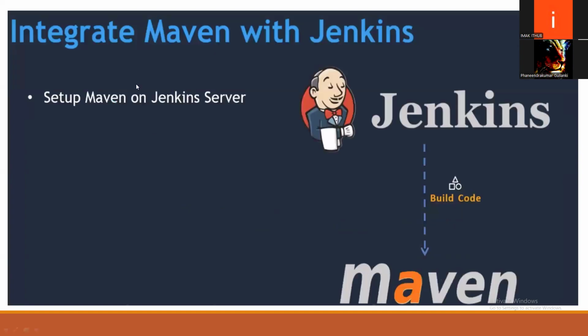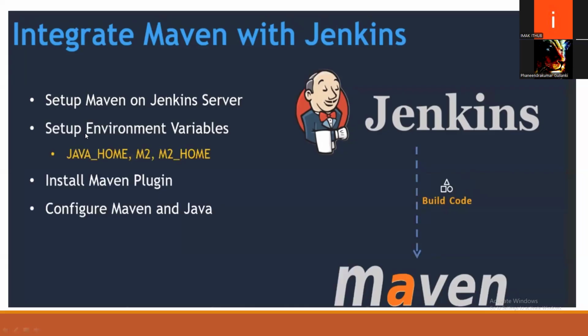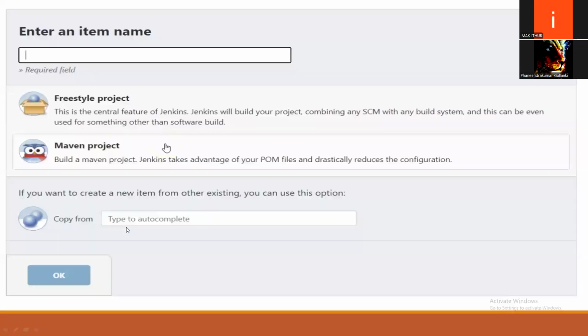Okay. So integrate Maven with Jenkins. How to integrate Maven with Jenkins? Yeah, we install Maven on the Jenkins server. Then the plugin will be installed. Set up Maven on the Jenkins server, set up the environment variables. We set up JAVA_HOME, M2_HOME, M3_HOME, install the Maven plugin on the GUI, then configure Maven and Java. Yeah, we did that one.